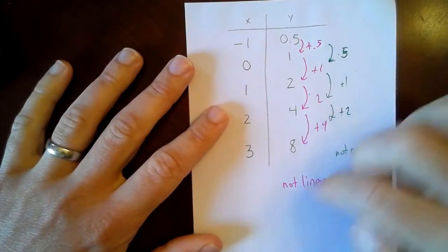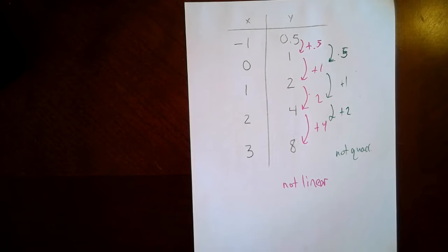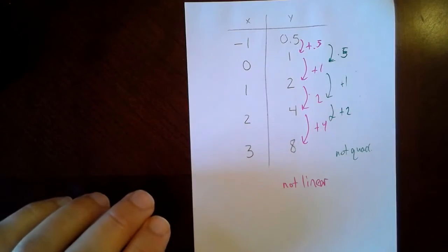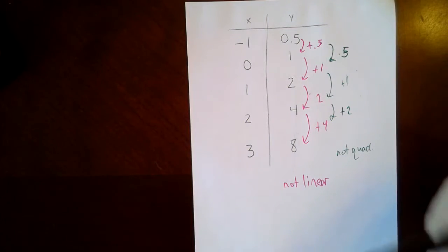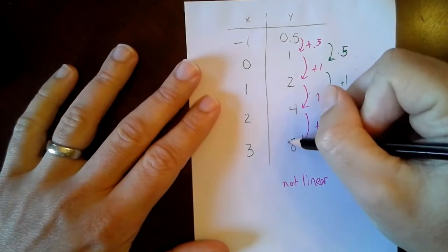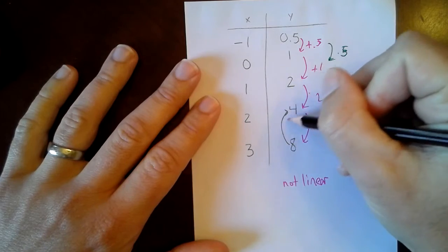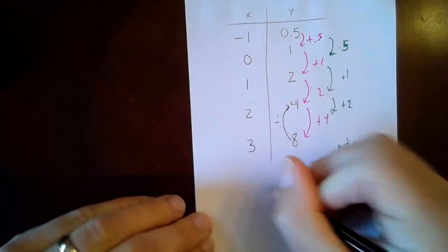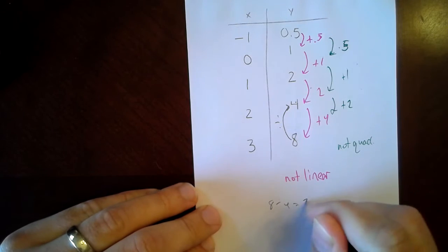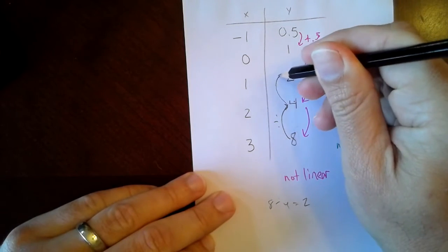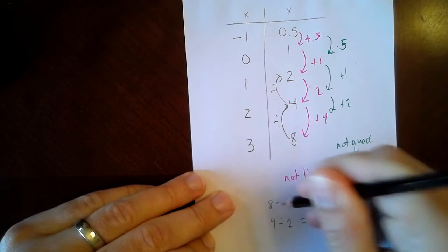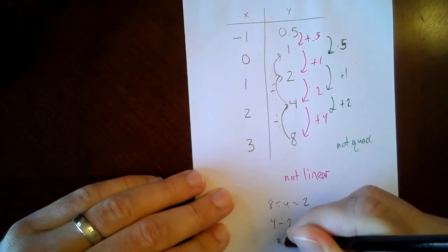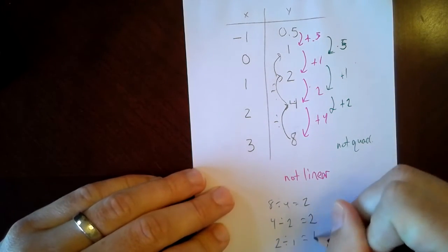If it's not linear and not quadratic, that doesn't automatically mean it's going to be exponential. But what we can do now is look at it a little bit differently. Instead of looking at the common difference, let's see if there's a common ratio. Meaning, if I were to take 8 and divide it by 4, what do I get? Very good, it's 2. And now if I take 4 and divide it by 2, I get 2. And if I take 2 and divide it by 1, I get 2.